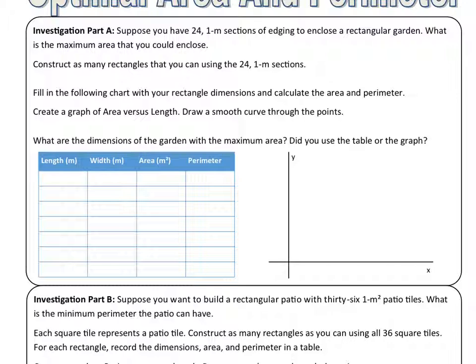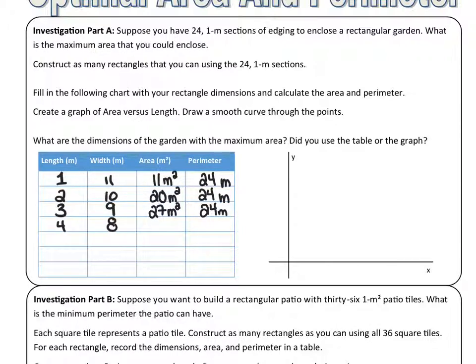In the first one, my length was 1 and my width was 11. In the second one, my length was 2 and my width was 10. Then I did 3 and 9, 4 and 8. And if I calculate the area of it, 11 times 1 is 11 meters squared. 2 and 10 is 20. So just do a couple calculations. 3 and 9 is 27. And you'll keep going. The perimeter, obviously, because we've already done it, is always 24. Or they should all be 24 because that's what we have to work with. So we'll just leave that as that.